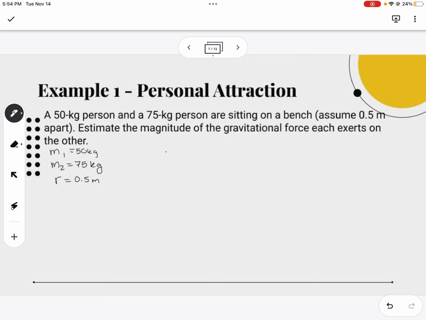So we're going to use that new equation, F equals G m1 times m2 divided by r squared. G is that 6.67 times 10 to the negative 11 newton meter squared per kilogram squared. So at this point, just go ahead and plug everything in. 6.67 times 10 to the negative 11th.